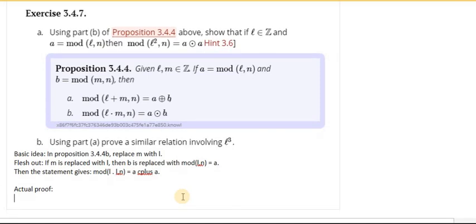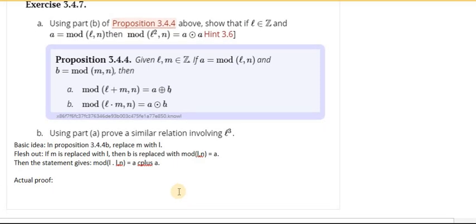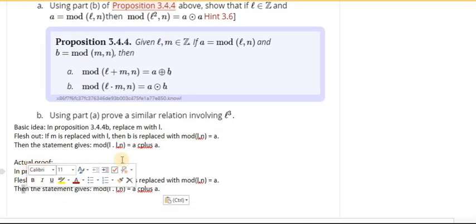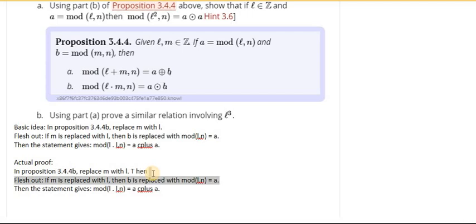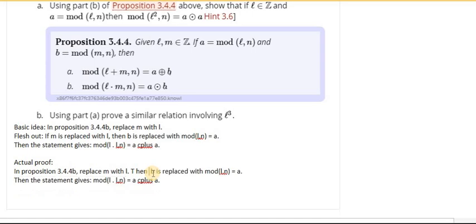Okay, this is what you would actually write on the paper and just say almost the same thing. Let me just write this and just redo the words a little bit. Okay, I can say in proposition 3.4.4 B replace M with L, and then I can say then B is replaced, or B is replaced is okay. That's fine. I think actually this is good enough. I mean, if you read this, can't you see exactly what I'm doing? And that's the point.